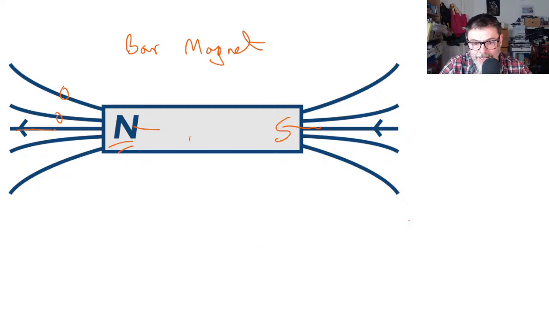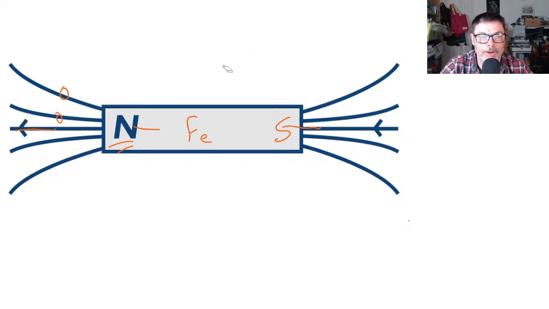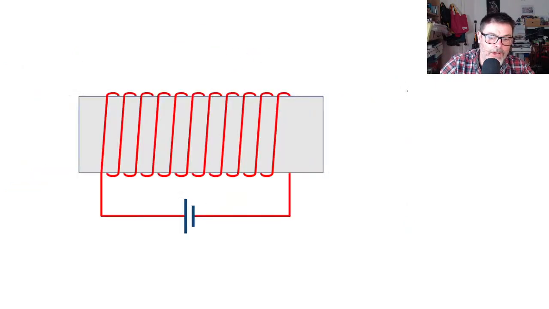And most bar magnets are made of something called iron, though there are other metals like cobalt that you can make into magnets as well. And as you know, some of these lines will curl around to form these loops. Okay, so nothing new there. You should be totally happy with the field around a bar magnet. So why am I bringing that up? Well, because we can also create something very similar like this.